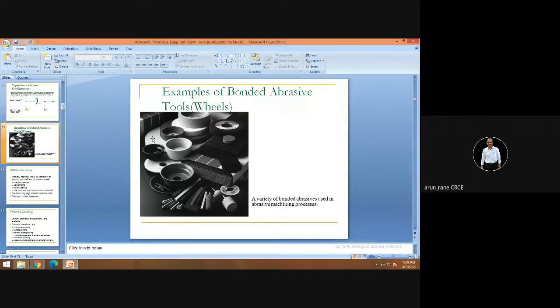This is your round wheel. This is your cup wheel. These are your small wheels which can be mounted on a flexible grinding machine. A flexible grinding machine is kind of like a flexible drill. The hand drill is also used many times by people for grinding. In the hand drill, instead of the drill, they use this grinding wheel, but that is not actually correct. There are flexible grinding machines available which are meant for grinding.